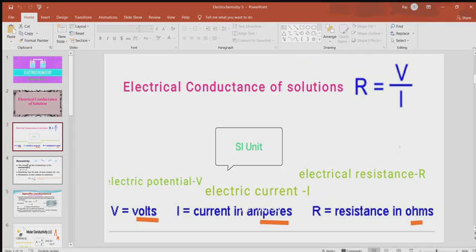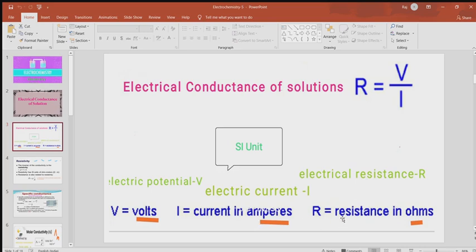Now the SI units. The electrical potential is denoted by V, and its SI unit is the volt. Second, the electric current is denoted by capital A, and its SI unit is the ampere.